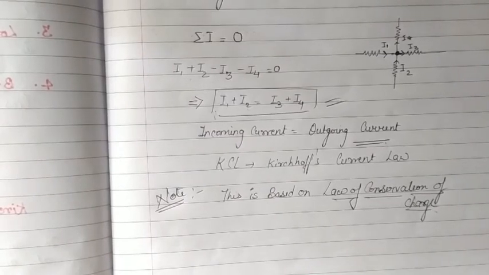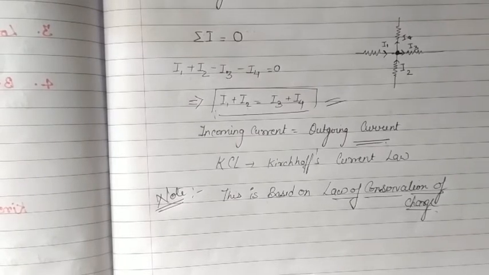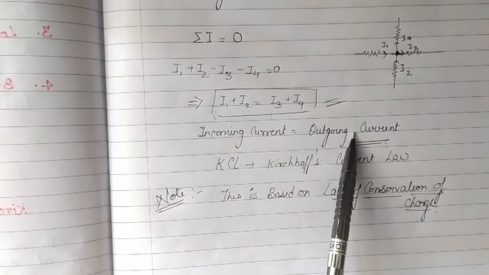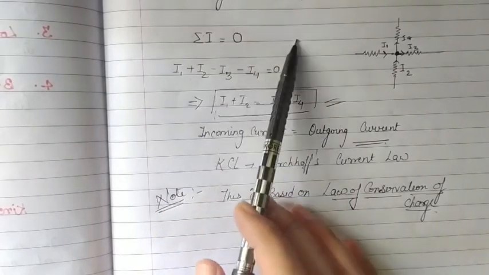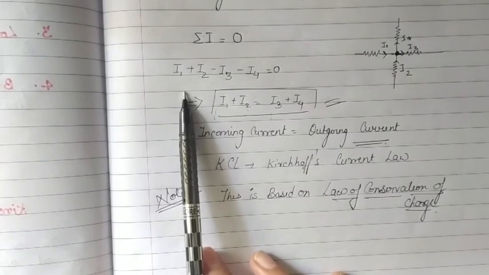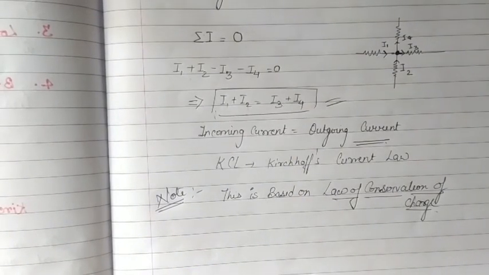This was all about Kirchhoff's first law, or Kirchhoff's current law. Kirchhoff's current law states that incoming current is equal to outgoing current, or the algebraic sum of the currents at any junction is 0, or current traveling towards the junction must be equal to the current flowing away from the junction. All these statements show Kirchhoff's current law.